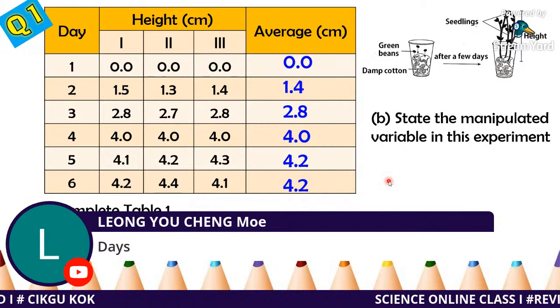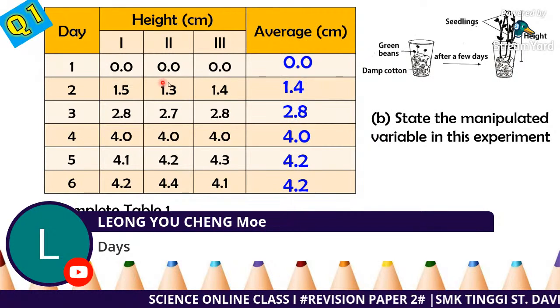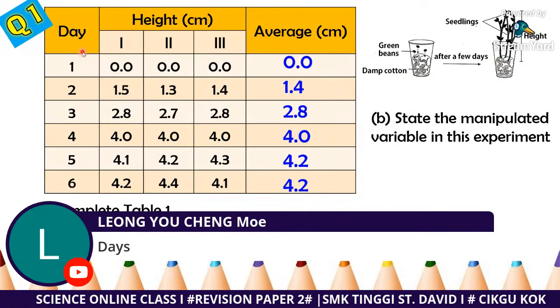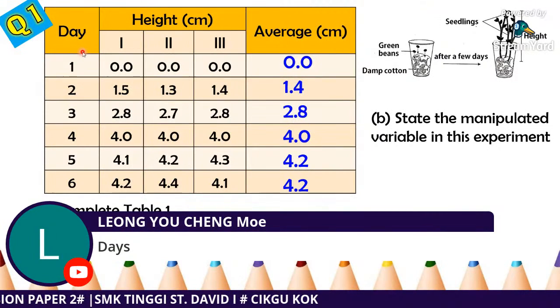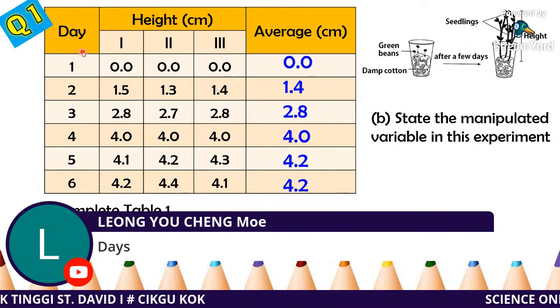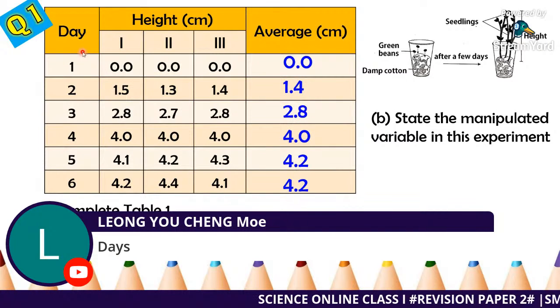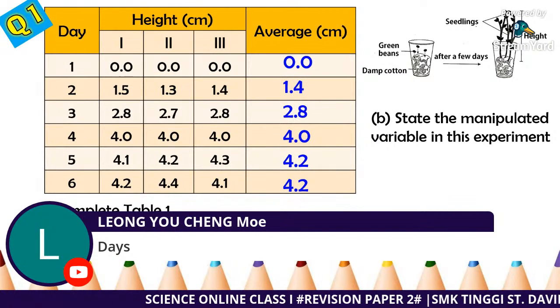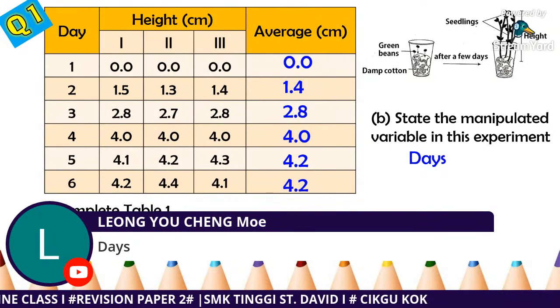So I can tell you, normally when you want to find the manipulated variable and also the responding variable, you refer to the table. You see the one that keeps changing, that is sure the responding variable. The other one, the numbers are very clear and even. They move smoothly. You control that one by yourself. That one is sure the manipulated variable. So from here the answer is days. Okay, days is the manipulated variable.